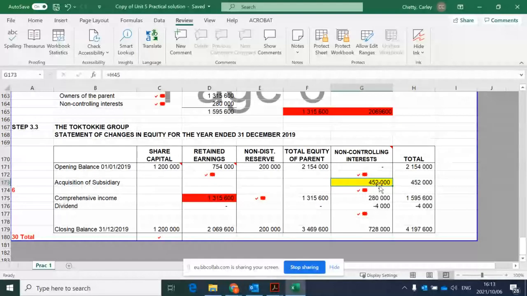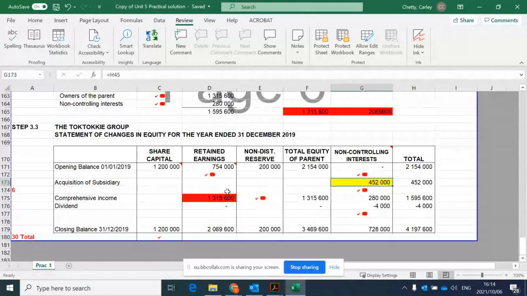So what someone is asking, what are those non-distributable reserves? So it's just a reserve that has been created that cannot be distributed in dividends. So remember, retained earnings can be distributed by declaring dividends, but sometimes a reserve is set aside where no one can distribute that through dividends, and it's called a non-distributable reserve.